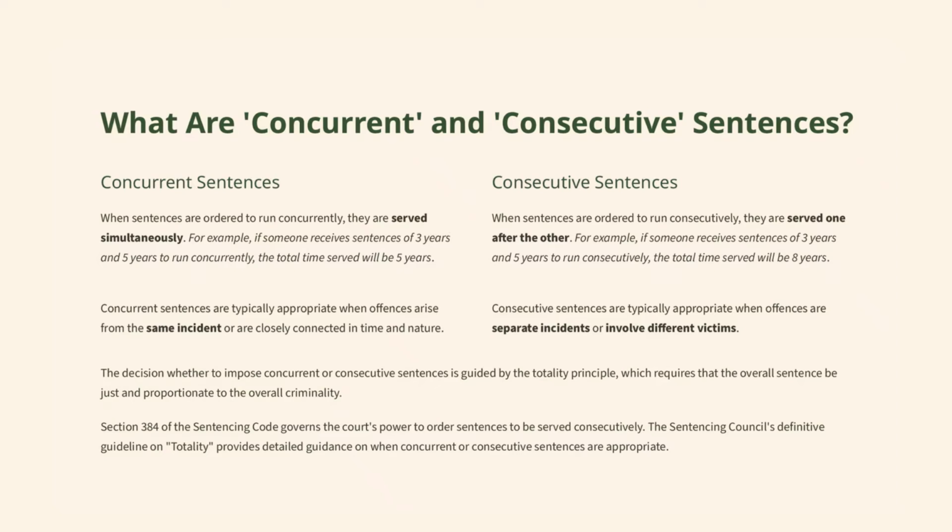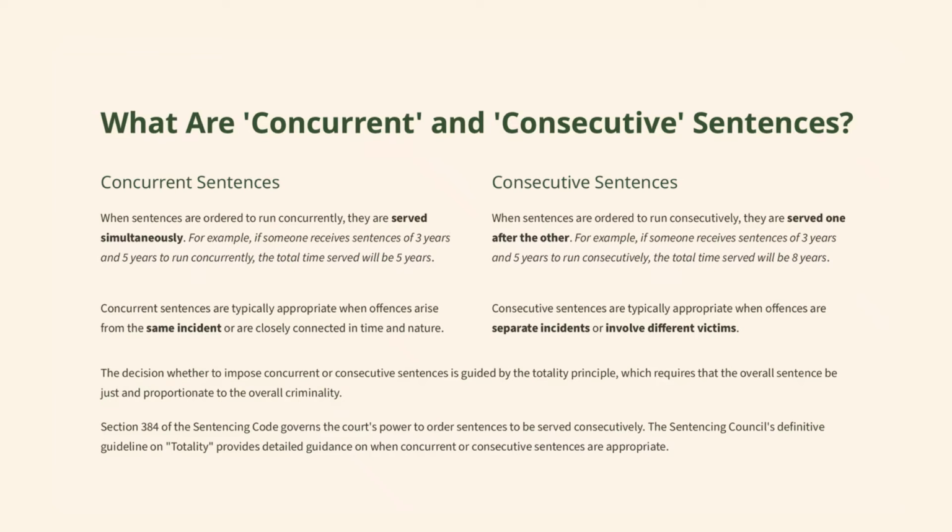So a concurrent sentence: when sentences are ordered to run concurrently, they are served simultaneously. For example, if someone receives sentences of 3 years and 5 years to run concurrently, the total time served will be 5 years. Concurrent sentences are typically appropriate when offences arise from the same incident or are closely connected in time and nature. And then you compare it to consecutive sentences.